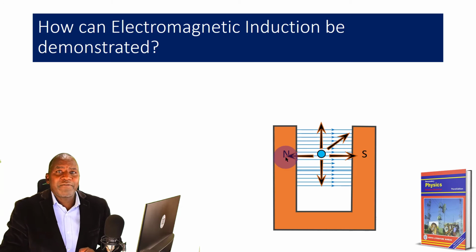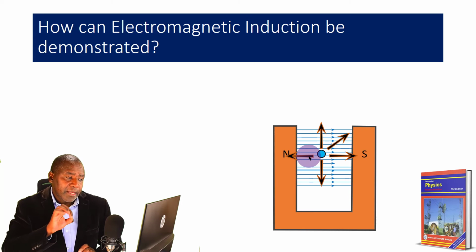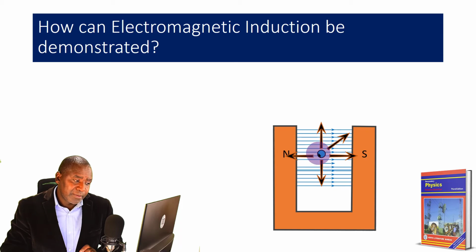How does it affect the induced EMF? The stronger the magnet, the more the induced EMF. So the induced EMF is directly proportional to the strength of the magnetic field. The other factor is the length of the conductor within the magnetic field.